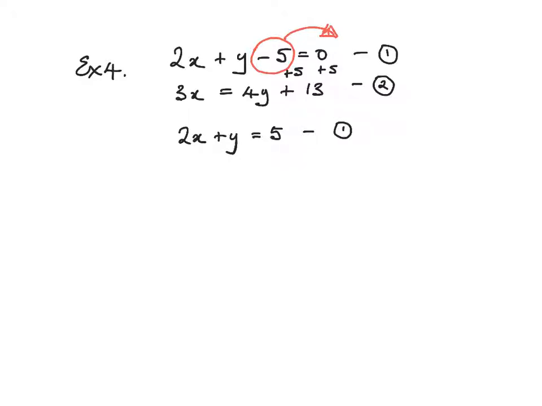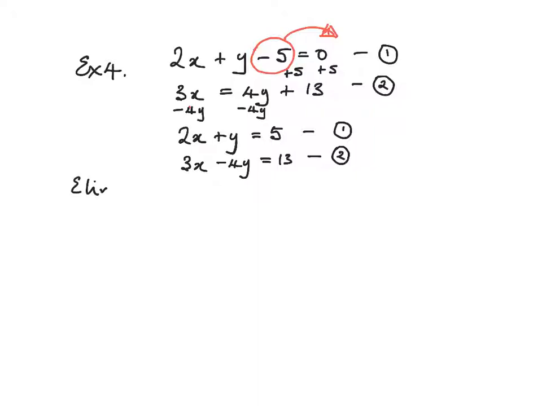In equation 2, you'll notice that I have the x on its own and the 4y on the right hand side. So what I'm going to do then is just to subtract 4y from both sides so that the x and y are on the same side. And we can now proceed. So the main point of example 4 is that sometimes we have to rearrange the equations initially before we can proceed.